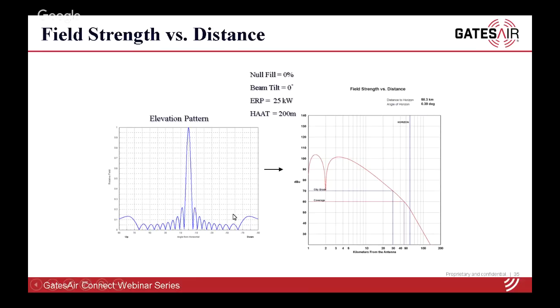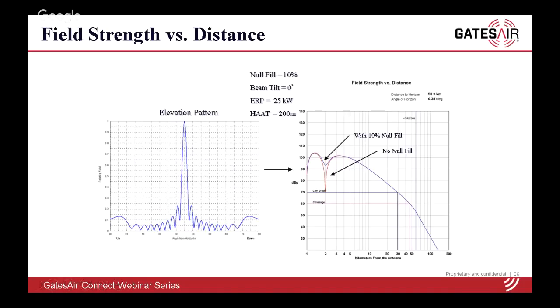As you can see, this first null that you see right here is actually represented right here. The second null is right here. Once we get to that second null, it's really close, within 1 kilometer of the tower. So we're not really concerned so much about the third null. Right now, we're really concerned about this first and second null. But as you can see, the power goes up and then it drops back down quite considerably. And then it comes back up again, and now we're back into the actual main beam, and we come back up and over. So this is a graphical representation of that.